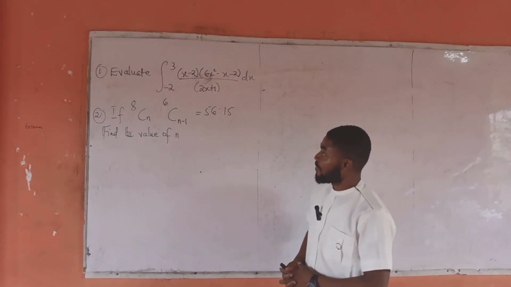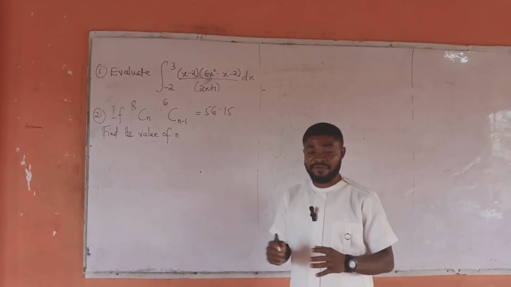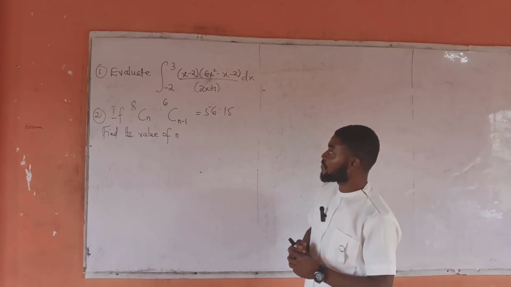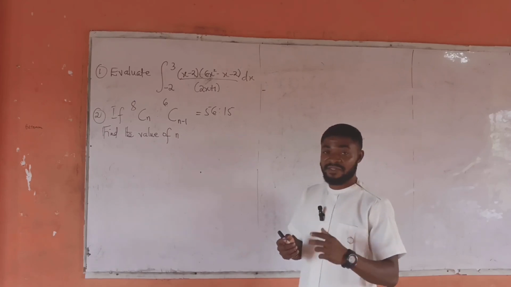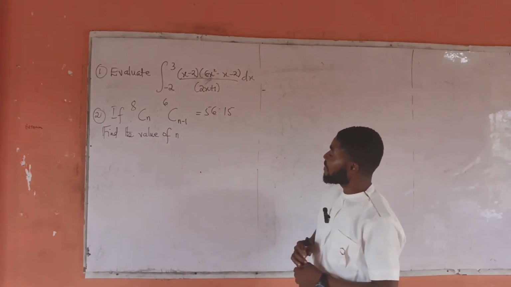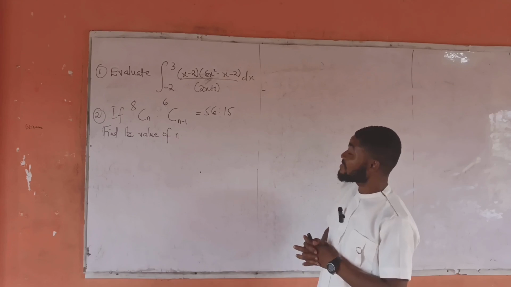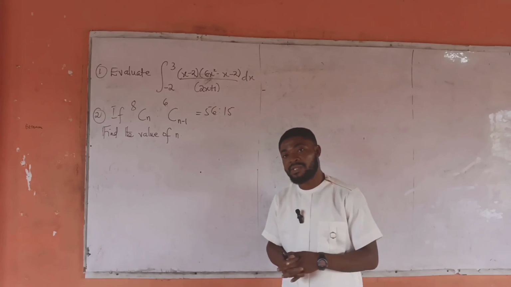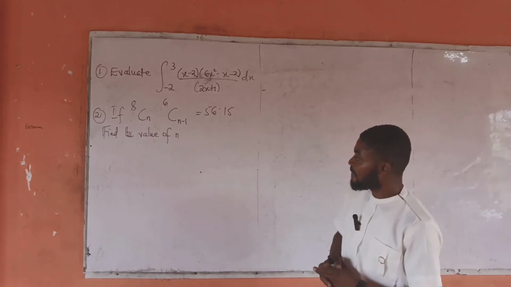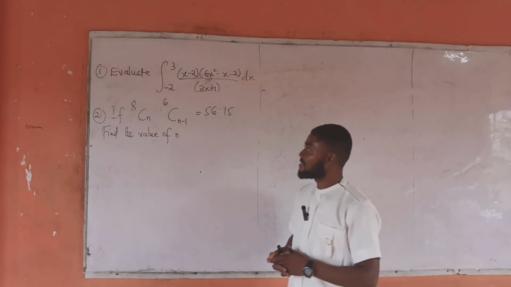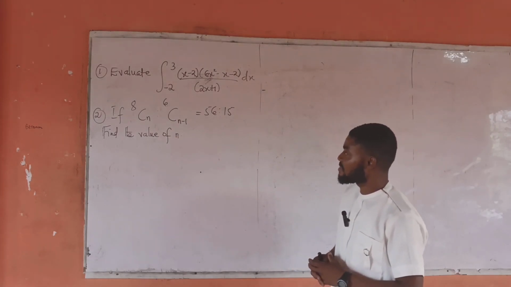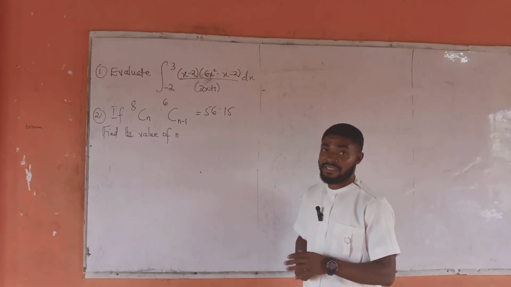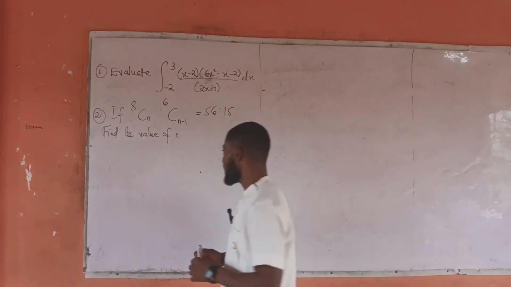We have two questions we want to look at for the day. Evaluate the integral from negative 2 up to the upper limit positive 3 of (x minus 2) times (6x squared minus x minus 2) all over (2x plus 1) dx. And then, if 8 combination n is to 6 combination n minus 1 is equal to 56 is to 15, then we have to find the value of n. So we start this quickly.